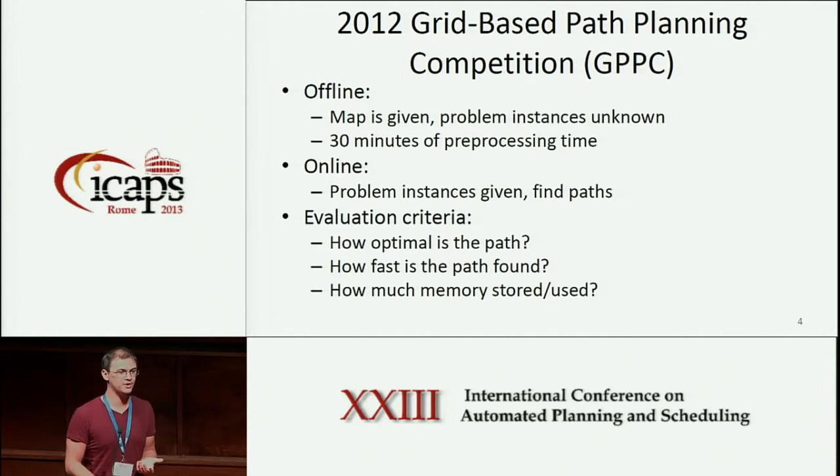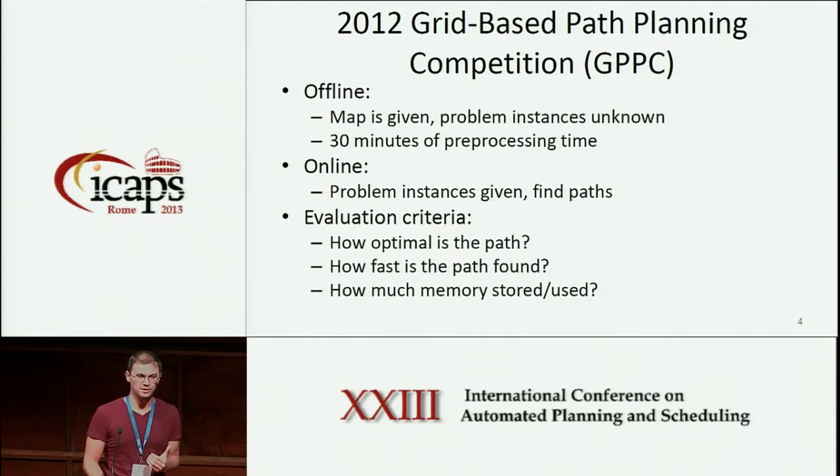So there's an offline phase and an online phase. In the offline phase, we are given the map, but we don't know which problems will be asked. And we are given 30 minutes of pre-processing time. We are allowed to store as much data as we want. And then we go to the online phase where we are given the problems, and we try to find shortest paths or as good paths as possible. So there are 3 evaluation criteria here. We want to find high-quality paths. We want to find the paths fairly quickly, and we want to use as little memory as possible.